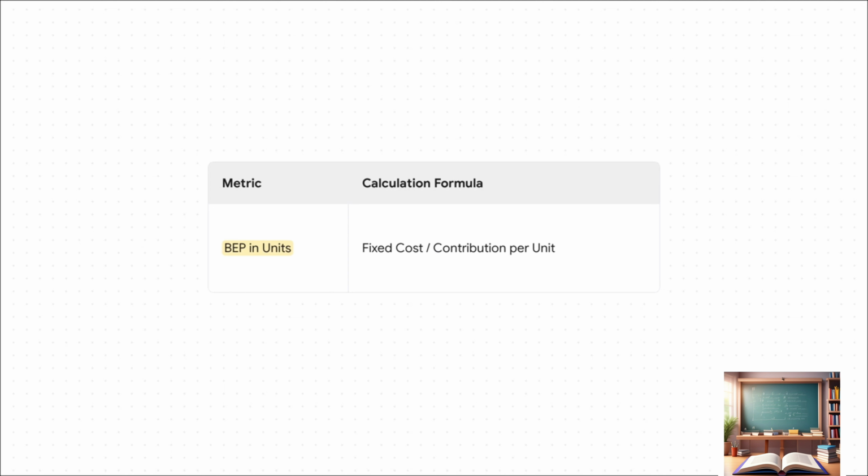And believe it or not, the formula to find it is so simple. You just take your total fixed costs for the month, that's stuff like your rent and salaries, and you divide it by the contribution you make from each single item you sell. That's it. So let's run the numbers for Pixel Perk. Let's say our fixed costs are $1,000 a month, and we already know our contribution per cup is $2. So we just divide 1,000 by 2. The answer? 500. We need to sell 500 cups of coffee every single month just to cover our costs. It's that 501st cup where we finally start making a profit.